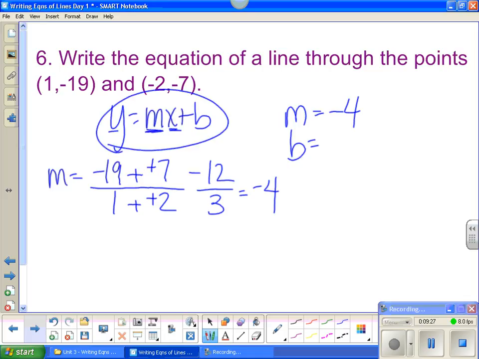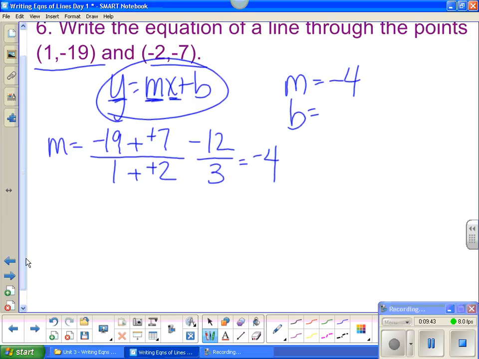The question is, do you have an x and a y? Well, sure. Actually, I have 2 sets of x's and y's. So does it matter which point I pick? And the answer is no. Both of these points are on the same line. This line only has one y-intercept. So you can pick either point you want.